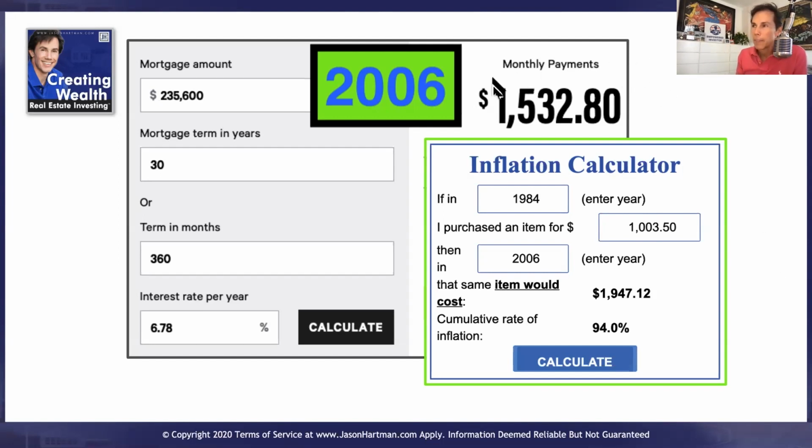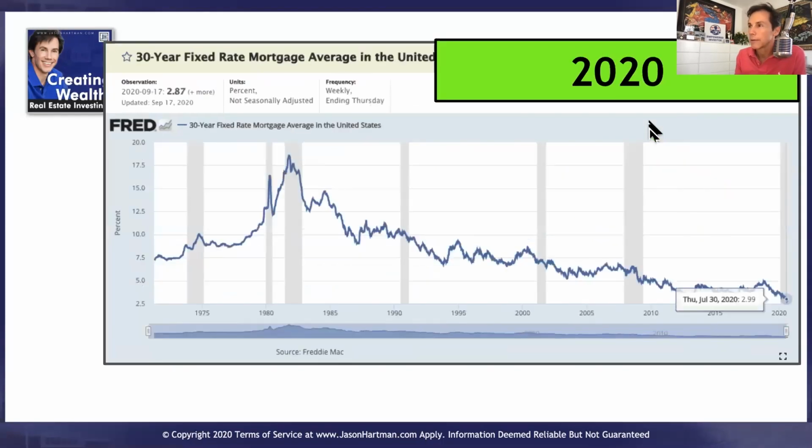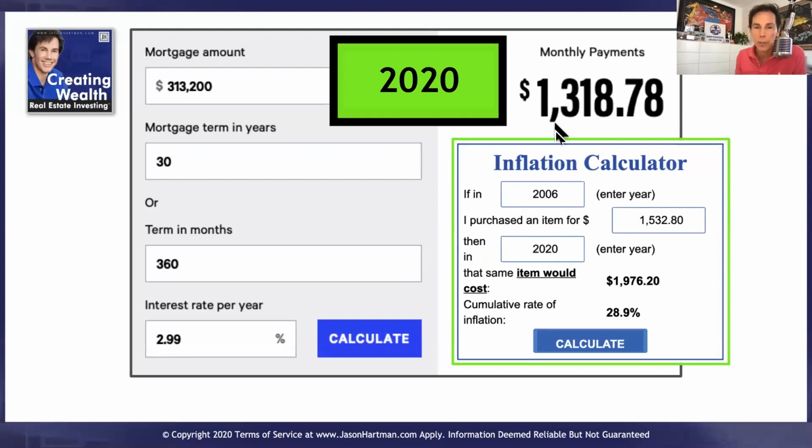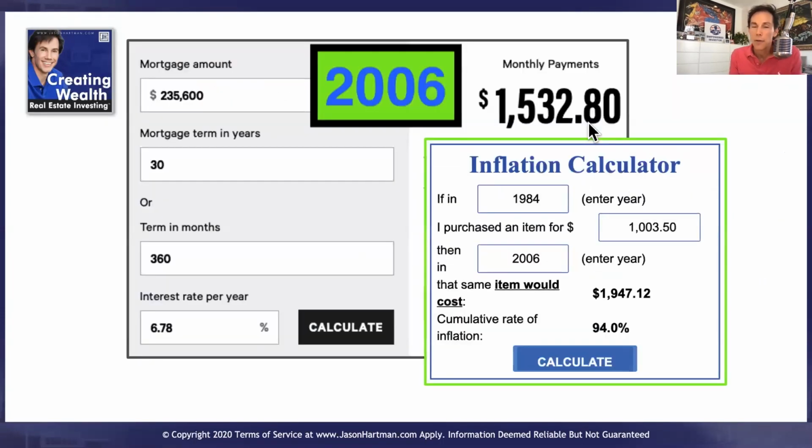that monthly payment would have been about $1,533 a month. Okay, well, what if you bought that house today, in 2020? That payment is $1,319 a month, rounding off. So $1,319 per month versus $1,533 per month. And by the way, this is as of 2020. My stats, I haven't updated them yet, so I probably need to update them, but they're still close. Close enough for government work, as the saying goes.